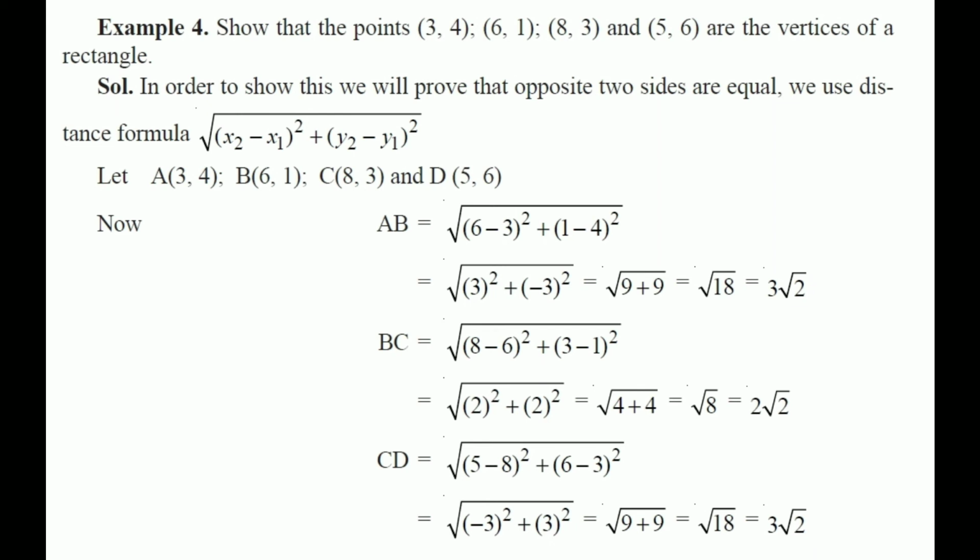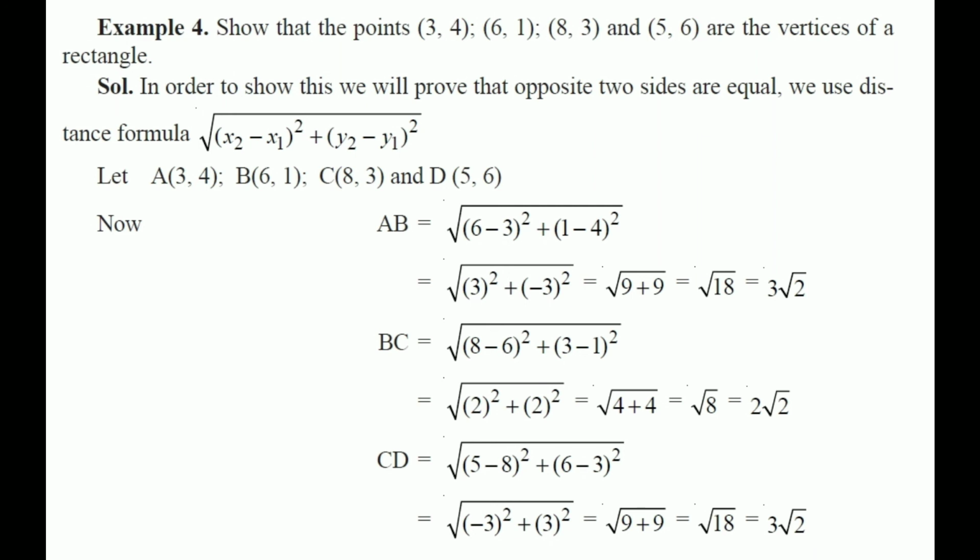Third distance is distance CD. The same method, (x2 − x1)² is (5 − 8)², and plus (y2 − y1)² gives (6 − 3)². It means the distance CD is √((−3)² + 3²) is equal to √(9 + 9), that is √18, and factorization gives distance CD is equal to 3√2.